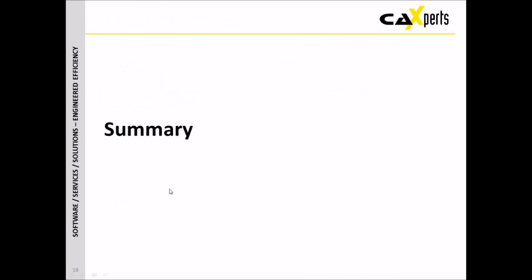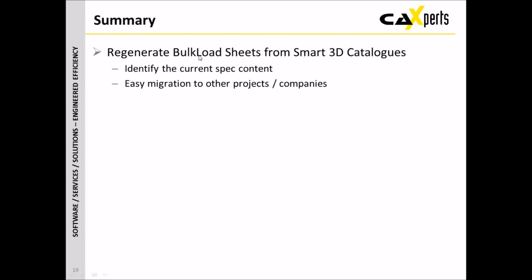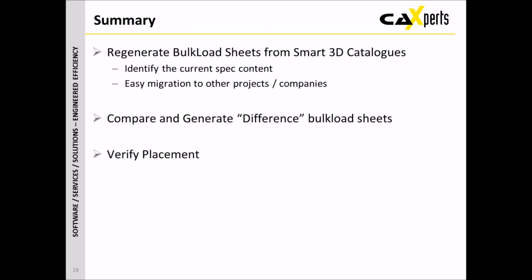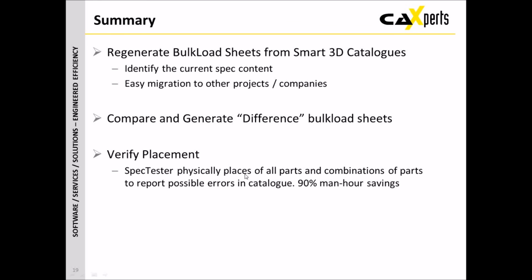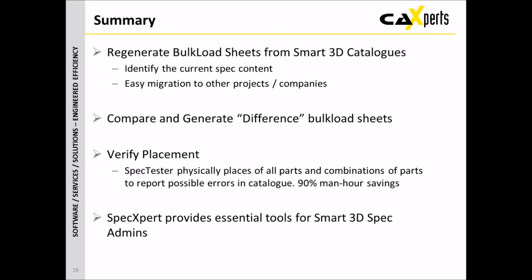Okay, I said it was a fairly quick overview. In terms of summary, we're talking about regeneration of bulk load sheets from Smart 3D catalogs. You identify the current spec content, and it allows easy migration to other projects and companies. You can compare and generate different bulk load sheets. You can verify placement. Spec Tester physically places all parts and combinations of parts to report possible errors in the catalogue, and that saves around 90% of the man hours. And that's really why we're saying Spec Expert provides essential tools for Smart 3D spec admins.